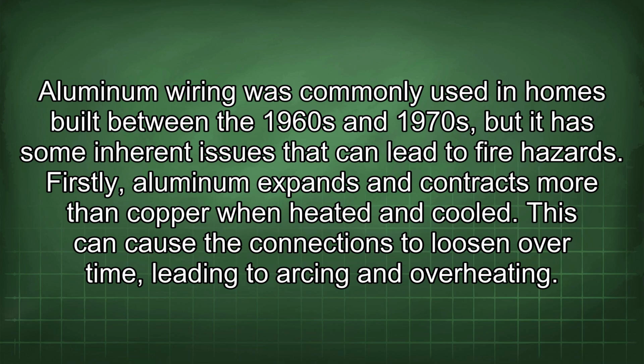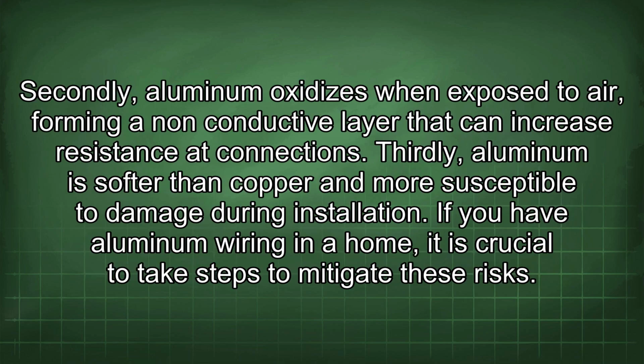This can cause the connections to loosen over time, leading to arcing and overheating. Secondly, aluminum oxidizes when exposed to air, forming a non-conductive layer that can increase resistance of connections. Thirdly, aluminum is softer than copper and more susceptible to damage during installation. If you have aluminum wiring in a home, it is crucial to take steps to mitigate these risks.